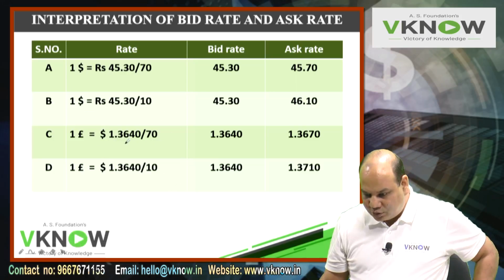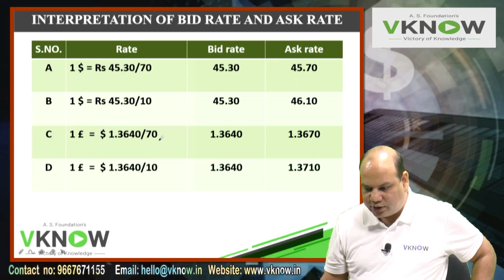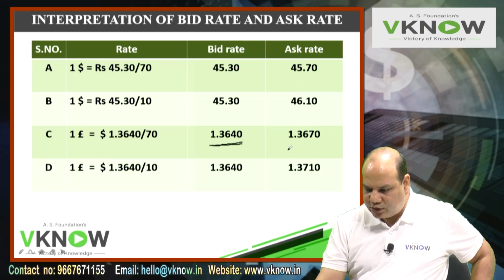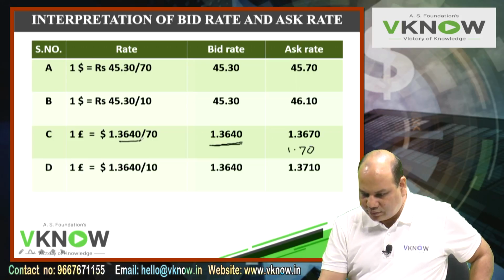Now next is even more complicated. £1 is equal to $1.3640 slash 70. Bid rate is easy, 1.3640. What about the ask rate? Some student in a hurry will write 1.70. The answer is wrong. How many digits are here? 4. How many digits are here? 2. So what you will do, this 70 you will substitute here against 40. You start substituting from the rightmost number.